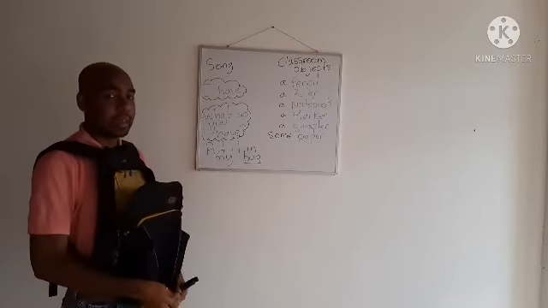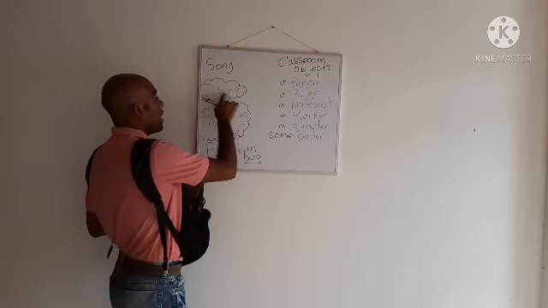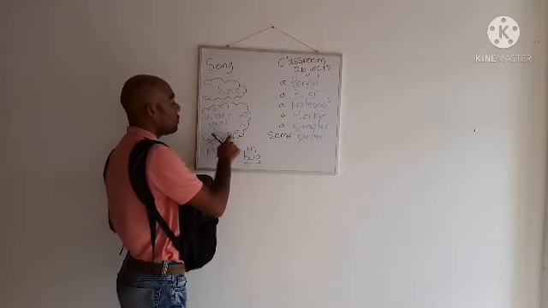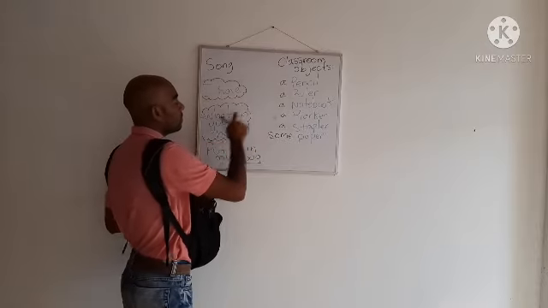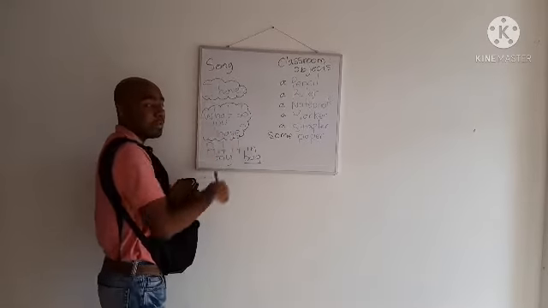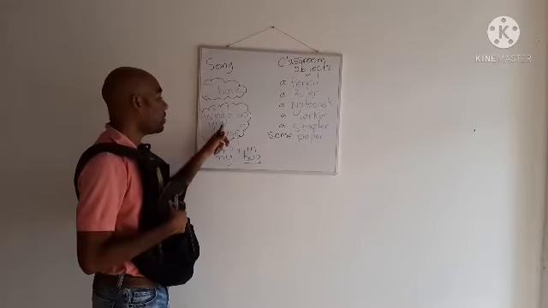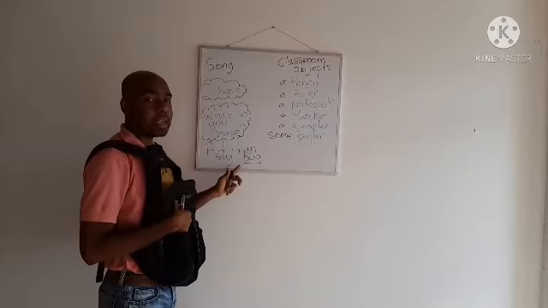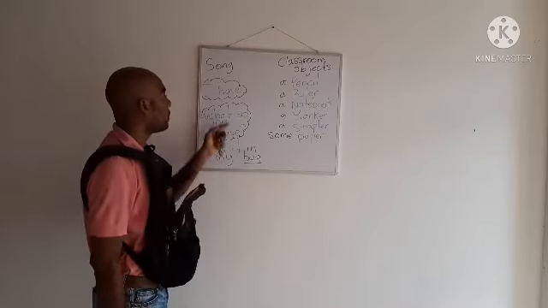Yo voy a cantar lentamente para que ustedes la escuchen. I have a pencil, what do you have? I have a pencil, what do you have? Put it in my bag. Después se lo digo, pero con otro objeto.